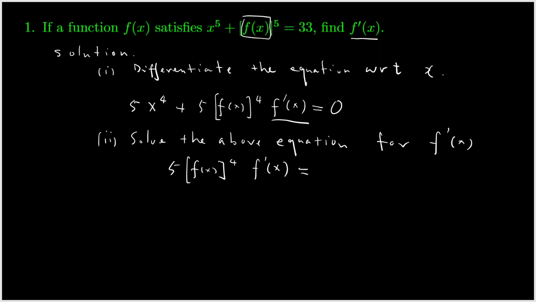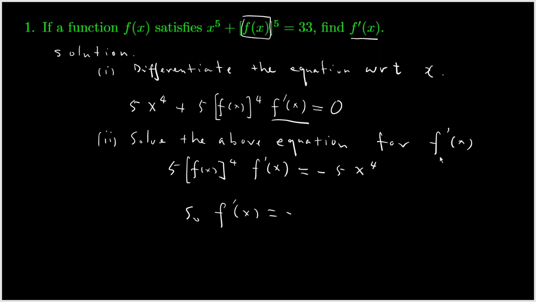Okay, move the other term to the other side of the equation. You have negative 5x to the power 4. You know how I get the negative, right? And then solve the equation for f prime of x. Of course, it's permissible to cancel out a factor of 5 from two sides of the equation. You could do that in the first step, or you could do that here. It doesn't matter. But now we're ready to have the final answer.